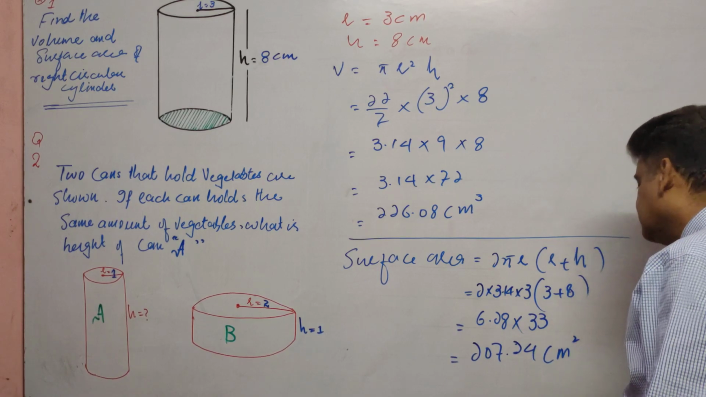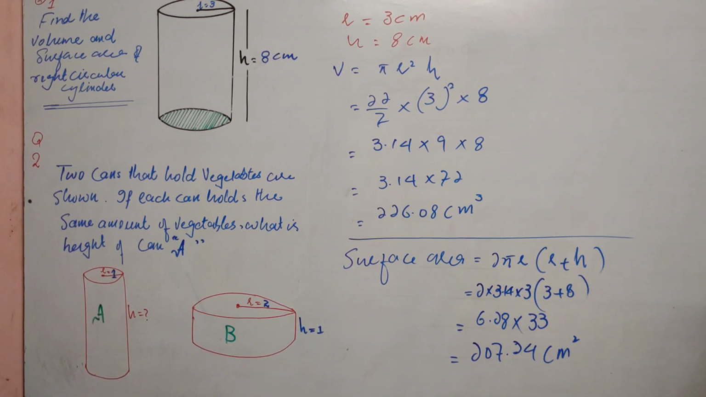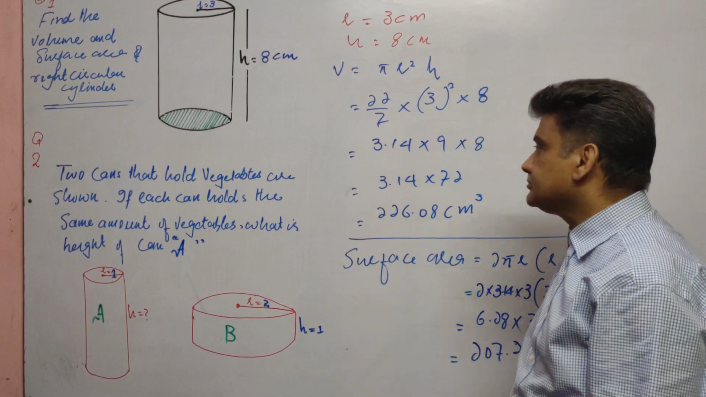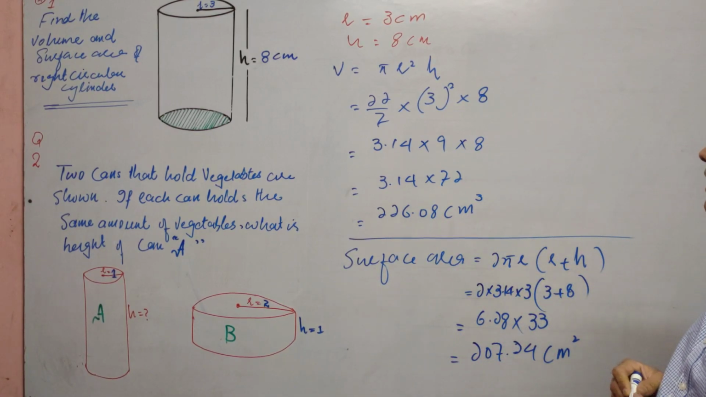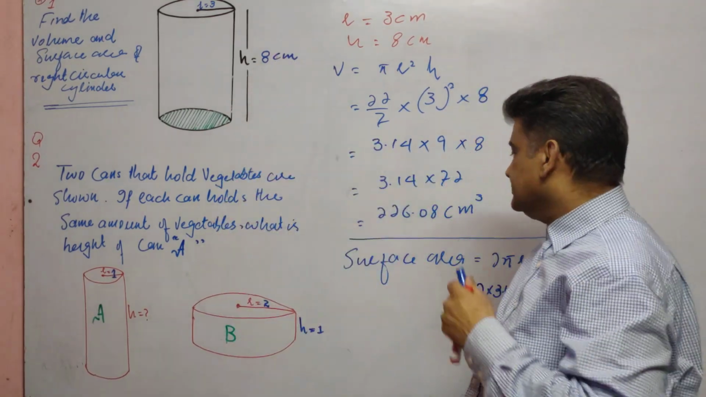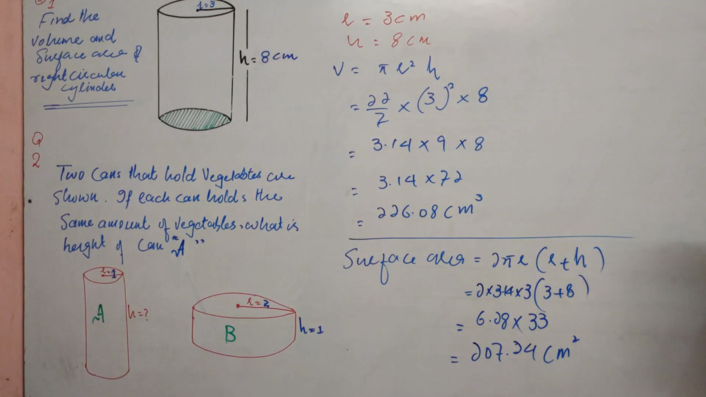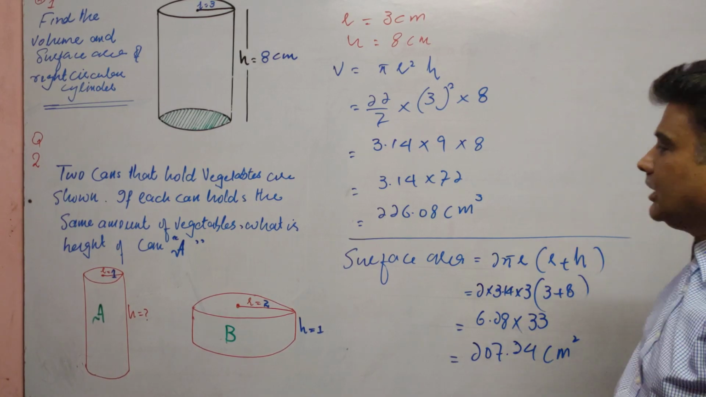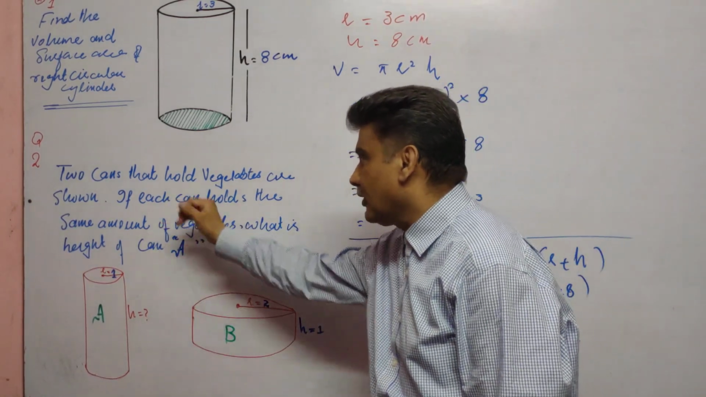Square centimeter. We always write square centimeter for area, and cubic centimeter for volume. In this way we can find the volume of a right circular cylinder and the surface area of a right circular cylinder. After this we will solve the very simple next question.